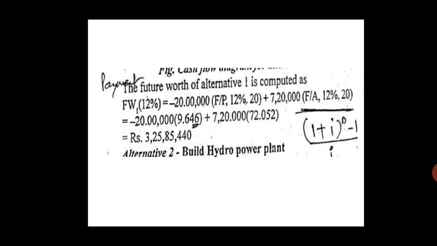So this F/P 12% at 20 years and F/A 12% for 20 years, you get the values as 9.646 and 72.052. This you multiply with this 20 lakhs and 7,20,000 rupees. So you get the value as 3 crore 25 lakhs 85,440. Okay. Now how has this factor 9.646 and 72 come? Now we will see here.